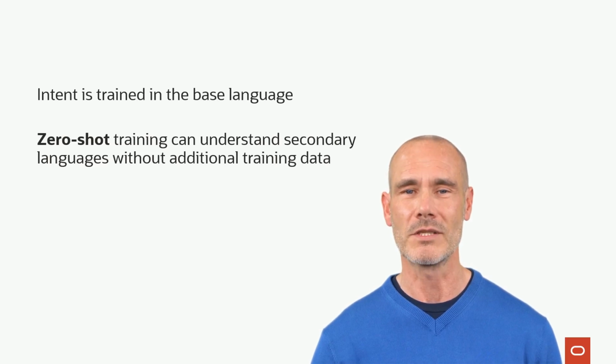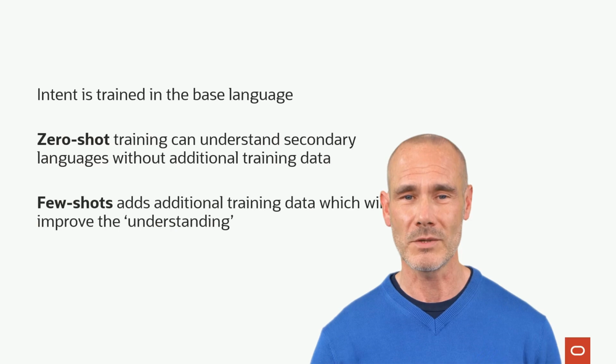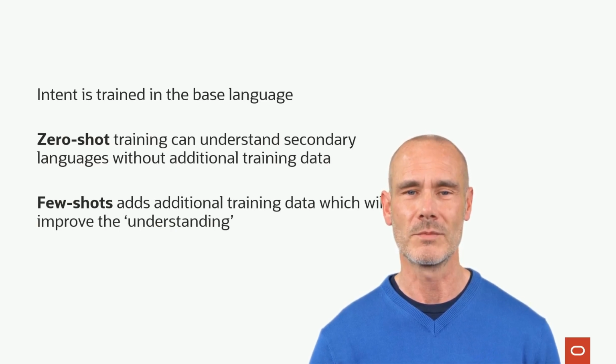Few-shot learning can also be used to add additional training data to the model, which can further improve its understanding of other languages. This approach involves providing a small amount of training data in the target language, which the model can use to refine its understanding of the language.